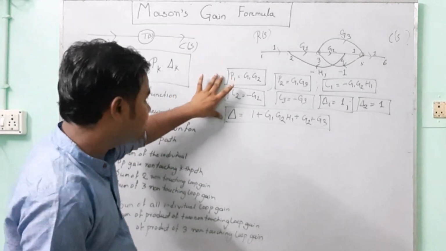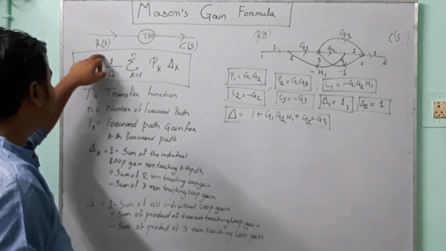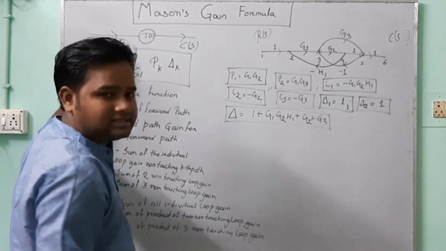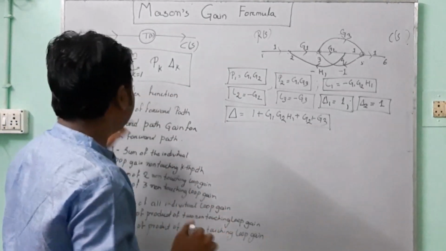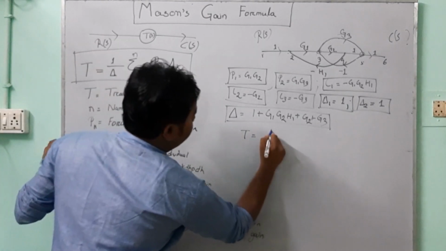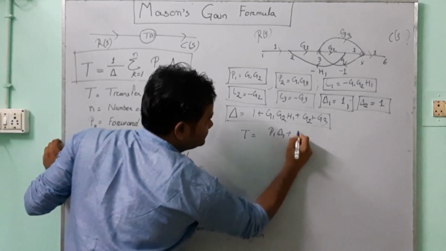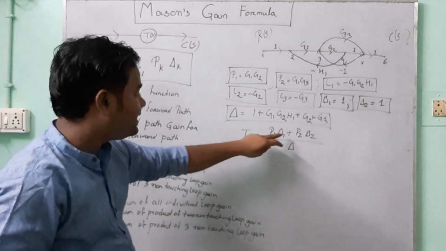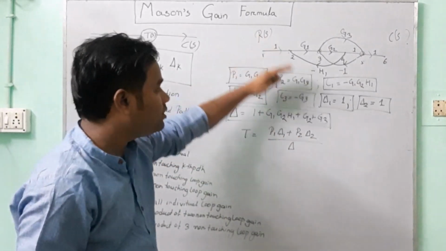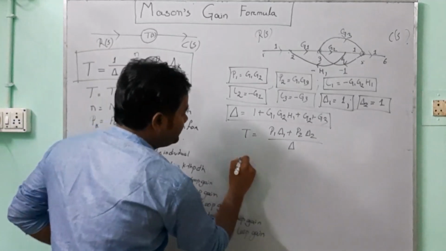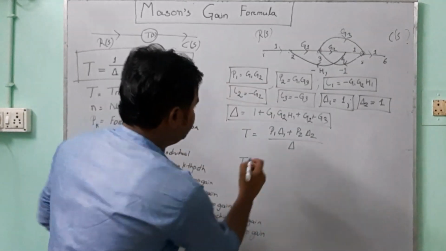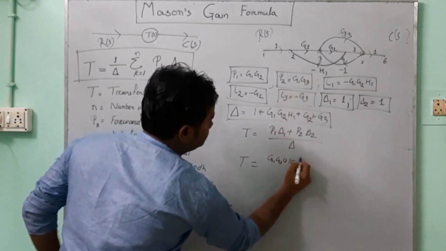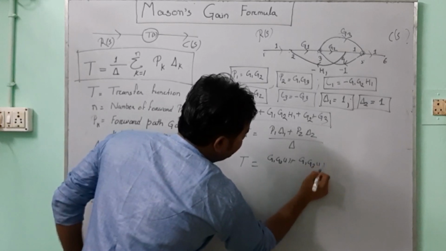Now we have to put all the individual parts in this equation. The equation T is equal to 1 by delta summation of K is equal to 1 to N Pk del K. Here N is equal to 2, that means 2 forward paths are present. So the formula T will be P1 del 1 plus P2 del 2 divided by del. As P1 del 1, P2 del 2 and del all have been calculated, the value of T will be P1 is G1 G2 into 1 plus P2 is G1 G3 into 1 divided by del.